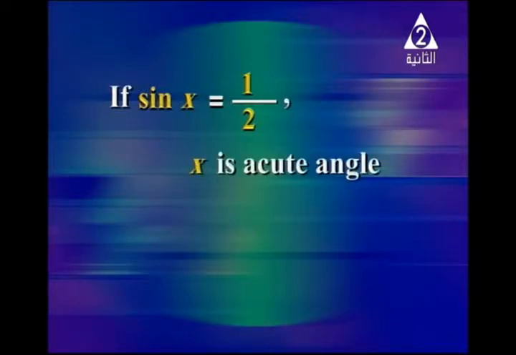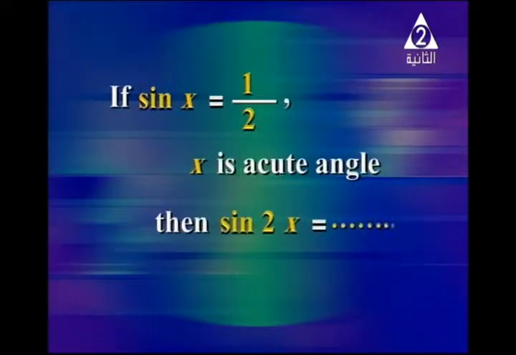if sine x equals half, where x is an acute angle, then sine 2x equals what? First of all, think, what about sine x equals half? Can you find the value of x? Of course, yes. How? By using your calculators. So we are going to press the buttons shift, sine, 1/2. Then you are going to obtain a result: x equals 30 degrees.